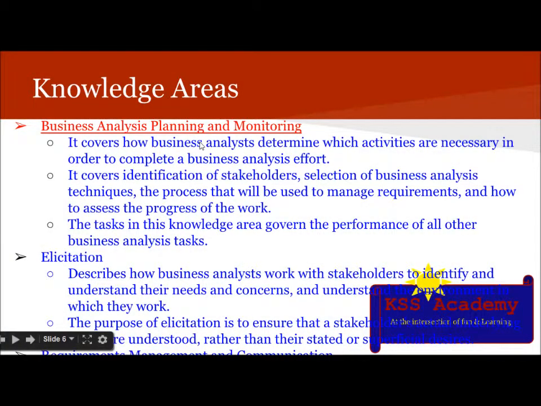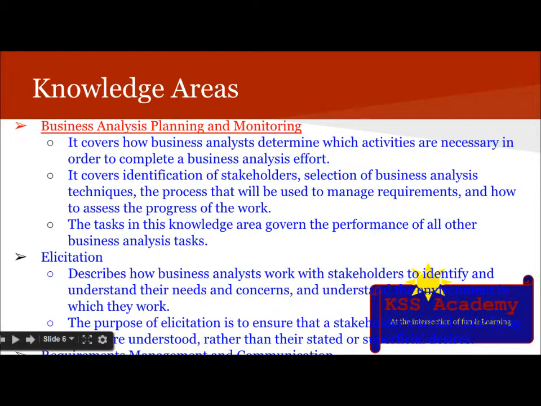Business analysis planning and monitoring. It covers how business analysts determine which activities are necessary in order to complete a business analysis effort. It covers identification of stakeholders, selection of business analysis techniques, the process that will be used to manage requirements, and how to assess the progress of the work. The tasks in this knowledge area govern the performance of all other business analysis tasks.